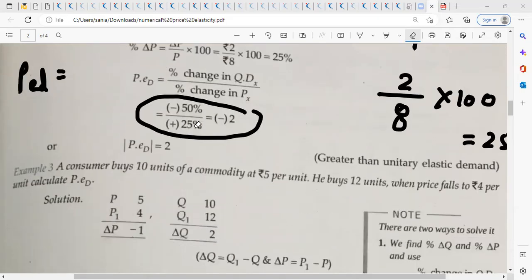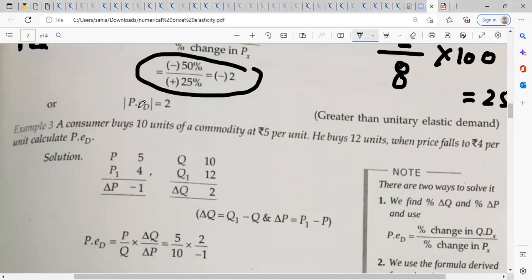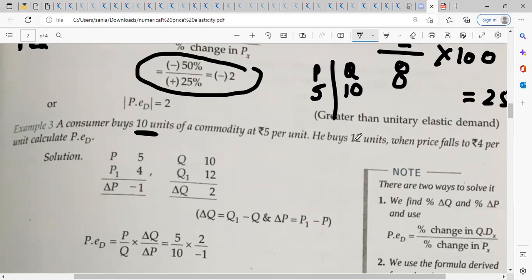Now the next one. A consumer buys 10 units of a commodity at rupees 5 per unit. He buys 12 units when the price falls to rupees 4 per unit. Whenever you get a question, first make a table of P and Q. So he is buying 10 units at 5 rupees. Then he buys 12 units when the price falls to 4, so now your price is 4.